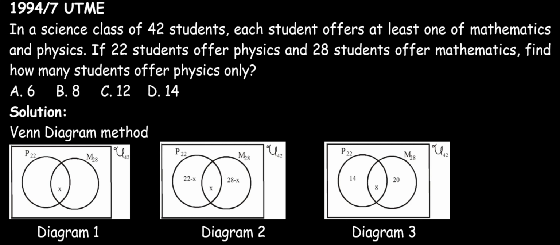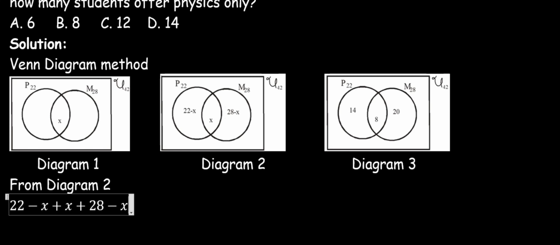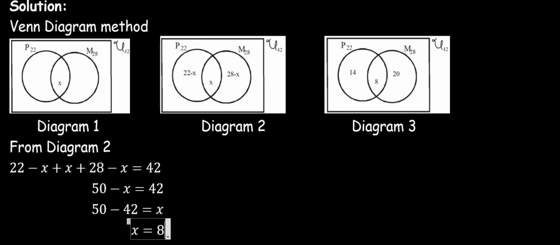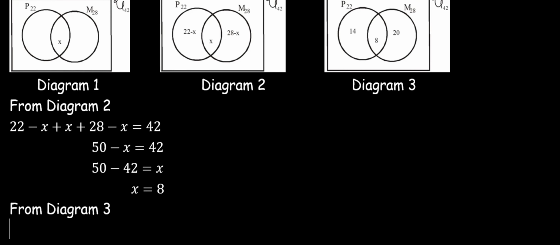From there, we proceed to the third diagram, where we get our result by solving. From figure 2, diagram 2, we say 22 minus s plus 28 minus s is equal to 42. That's to say everything within the set is equal to the universal set. And from there, we start solving, and we have 50 minus s is equal to 42. From here, we have 50 minus 42 is equal to s, and from here, we can say that s is equal to 8. Based on our given value of s equals 8, we have the resultant diagram, which is diagram 3. And from there, we can say P, the number of those that offer physics only, is equal to 14.